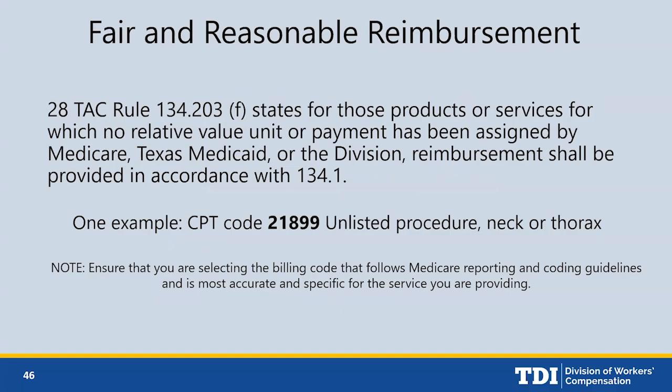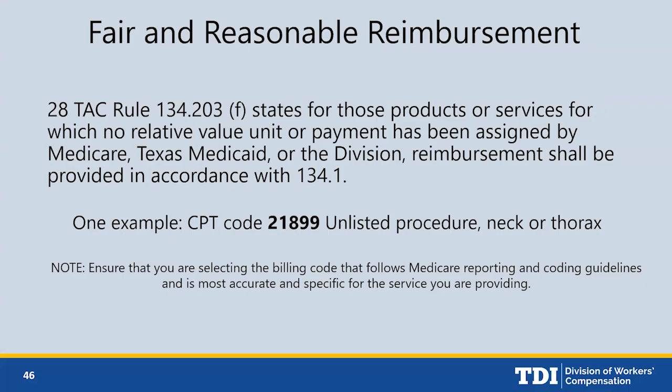Let's talk about fair and reasonable. So you could be out there trying to bill something that doesn't have a value. I found one, it's 21899. Usually a lot of the 99 CPT codes don't have a value. So then you're going to face, well, what are you going to get paid and how do you value that? What is the reimbursement for something that doesn't have a value? So I just took 21899 and we'll walk through it.